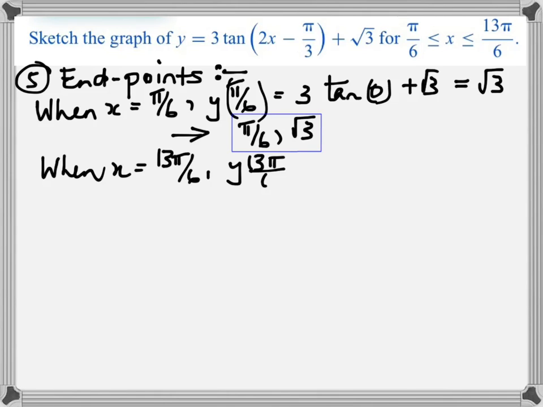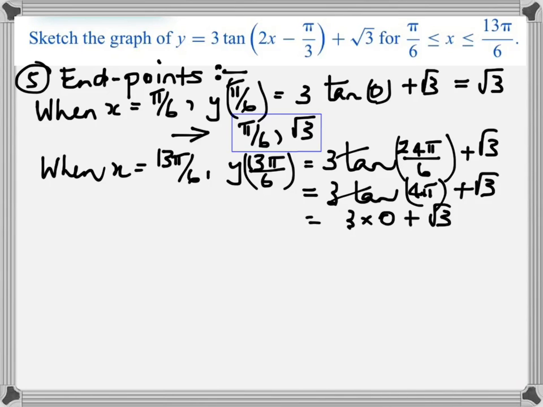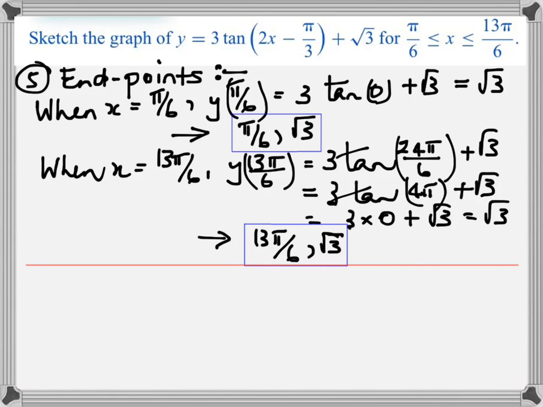When x is 13 pi on 6, we plug that in, and look at that, 24 pi on 6 behind the tan symbol. Well, that's 4 pi, and tan of 4 pi, you think about that, because tan of 0 is 0, isn't it? And tan repeats every pi. So I think that means tan of 4 pi is 0. Yes, it is. Isn't that interesting? So therefore, we've got our second endpoint. Wow, we're cooking along very nicely.